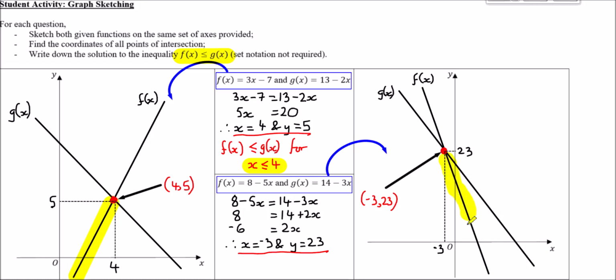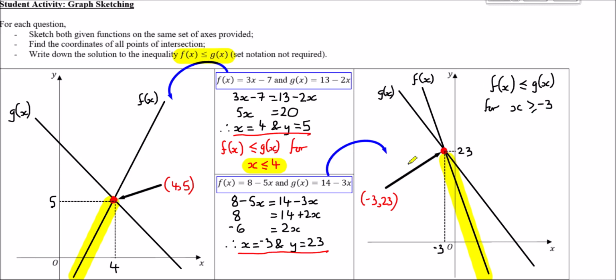So we're looking at this region of the line. In other words, just where x is at least minus 3. So we can write this in. So in other words, f of x is less than or equal to g of x for when x is at least minus 3.